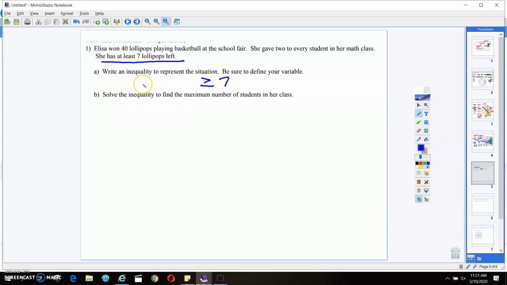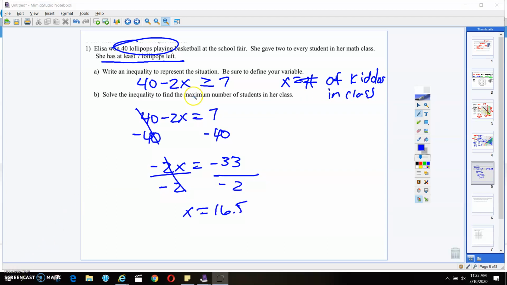Now, what am I going to write on this left side? Well, it tells me that she starts off with 40 lollipops, right? And then she started passing out lollipops 2 to a person. So she's going to subtract 2x, right? Okay. And x is going to represent the number of students in her class, right? So x is going to be the number of kids in her class. Okay? Maximum number of students in her class? Yeah? Okay, so that means that you can't have 16.5 kids.